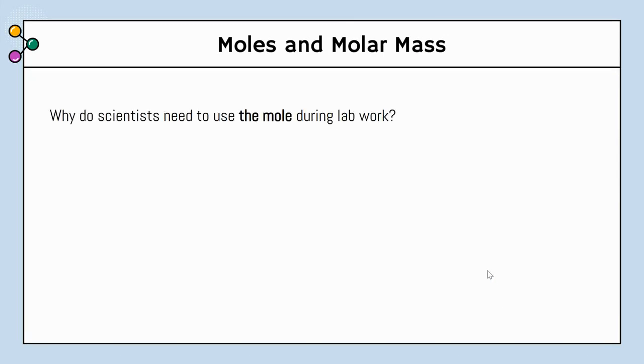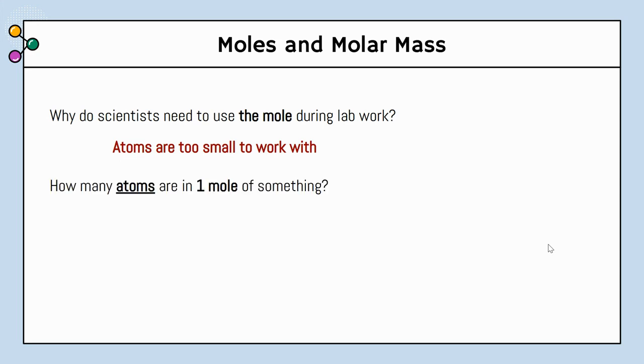For our first question, why do scientists need to use the mole when doing lab work? Go ahead and answer on the EdPuzzle. This is because atoms are too small to work with. We need to use a large number of atoms at one time. For our next question, how many atoms are in 1 mole of something? We always have 6.02 times 10 to the 23 atoms, regardless of the element. All elements are going to have this many atoms in 1 mole.